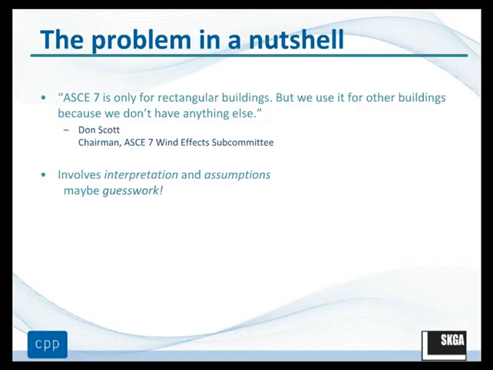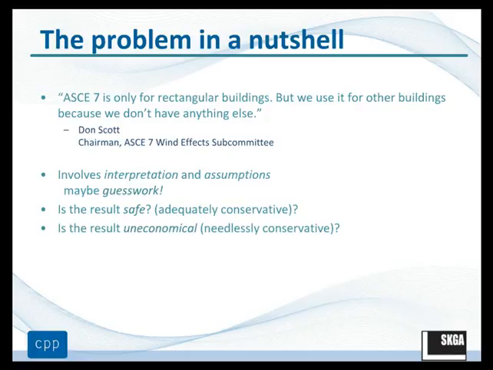Interpreting ASCE 7 for buildings other than rectangular buildings, there's always going to be some interpretation and some assumptions that you have to make. And unfortunately, probably a lot of outright guesswork. So we have to make sure that what we come up with is safe, that is adequately conservative. So we always have to err on the side of conservatism in the event of uncertainty. But we can't do this too much. We don't want to do it too much because the result can easily be uneconomical.